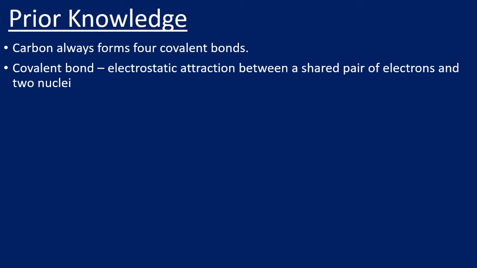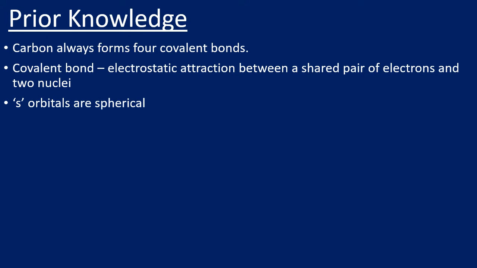Before we do this then, we're going to look at some prior knowledge that would come from your first year chemistry unit. Carbon will always form 4 covalent bonds. It has 4 electrons in the outer shell and it has 4 electrons that it's able to share to form 4 covalent bonds. Now the definition for a covalent bond is the electrostatic attraction between a shared pair of electrons and 2 nuclei.